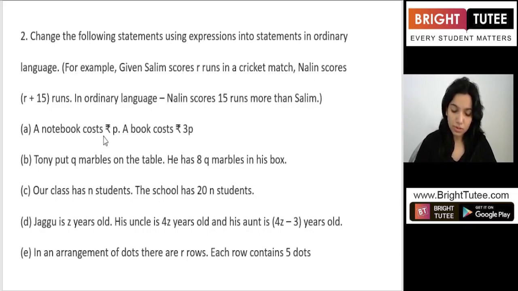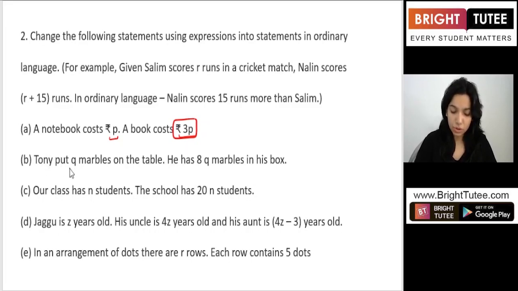So look at the first statement that was given. A notebook cost P. P is the variable given to us. It cost P rupees. A book cost 3P. So how can we say this in ordinary language? We are just going to discuss this. Nothing to write about it. It says, this particular statement says that the cost of book is 3 times the cost of notebook. Okay, because the cost of book is 3P, right? So 3P is 3 times the cost of the notebook. Okay, because notebook is P and book is 3P. So it's 3 times the notebook.